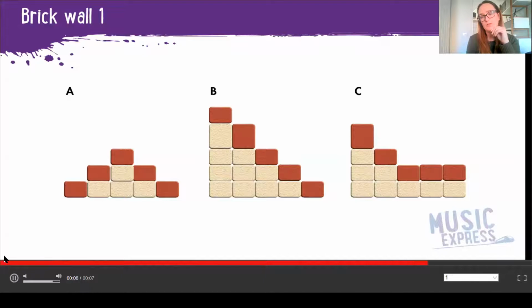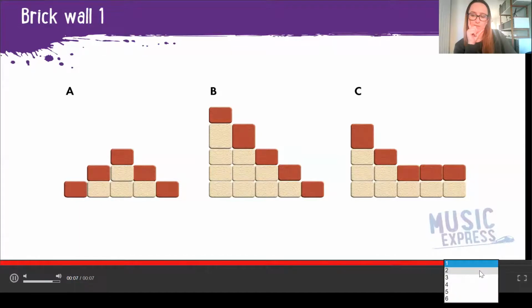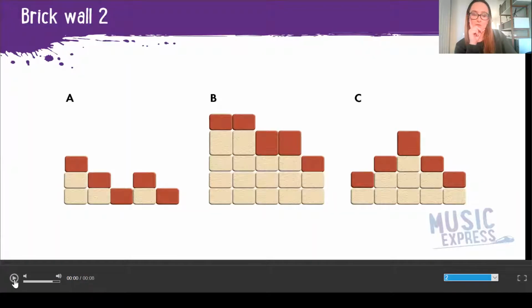Write down your answers. I'll play it twice for you. So you're going to see if you can guess which one. Is it A, B, or C? This is number 1. Let's have a little listen to number 2.